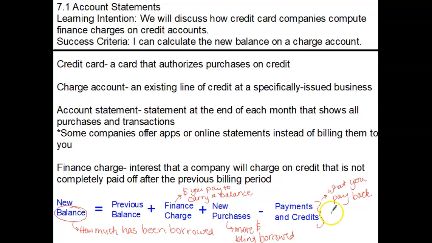So this could also be like returns. So let's say that you buy something at Walmart and you decide that it's not the right thing, you take it back to Walmart, and that return will go back onto your credit card as a credit.